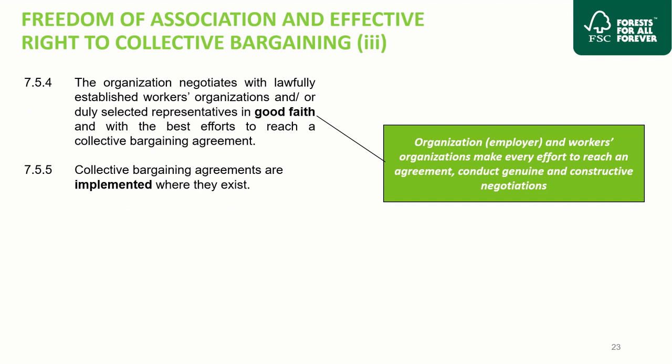The last group of requirements is for freedom of association and effective right to collective bargaining. The organization negotiates with lawfully established workers' organizations and representatives in good faith and with the best efforts to reach a collective bargaining agreement. And the collective bargaining agreements are implemented.